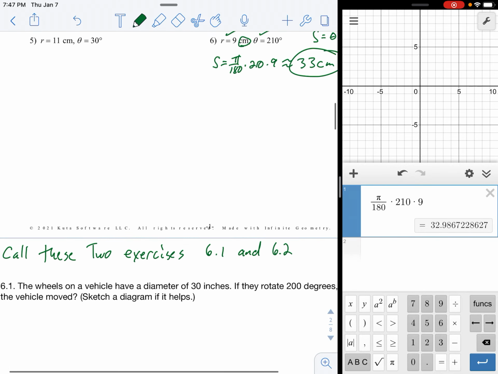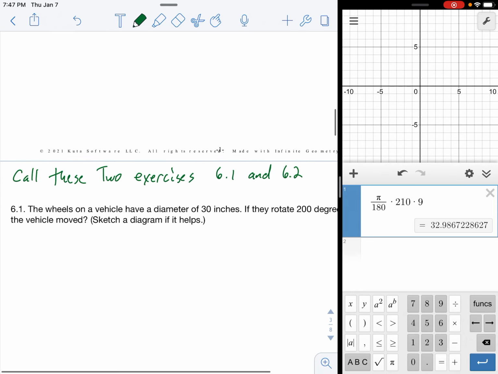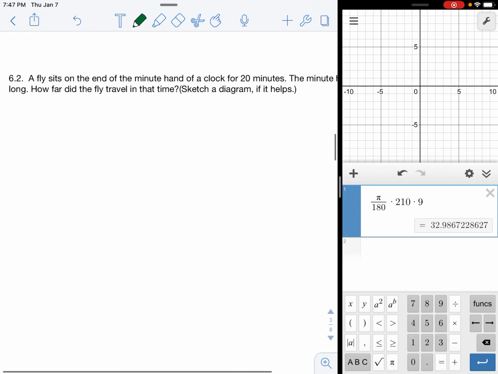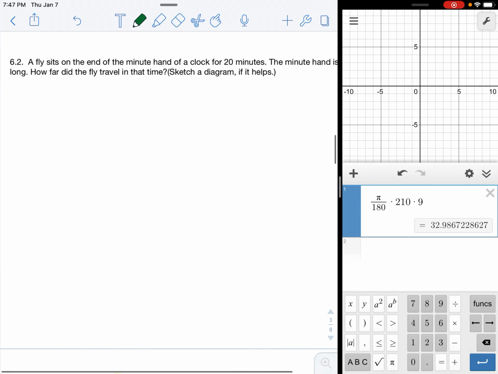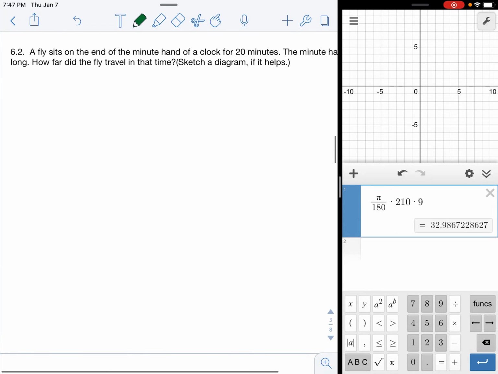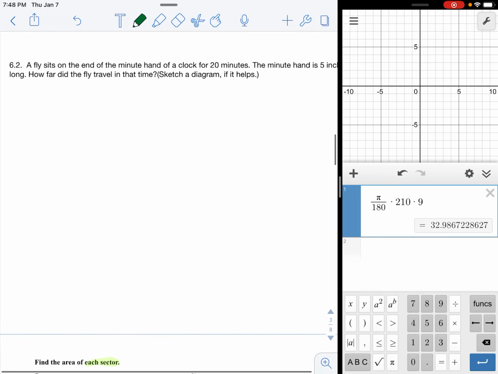Okay, let's look at the word problems. If I'm doing the evens, I'm going to be doing 6.2. I'm going to ask you to do 6.1. So here, a fly sits on the end of the minute hand of a clock for 20 minutes. The minute hand is 5 inches long. How far did the fly travel in that time? Sketch a diagram if it helps.